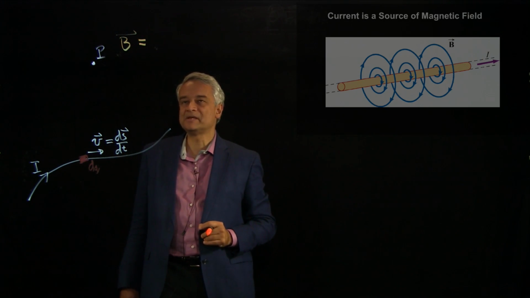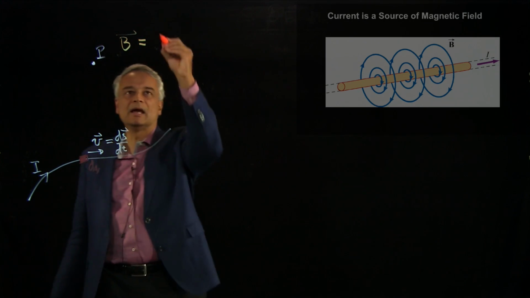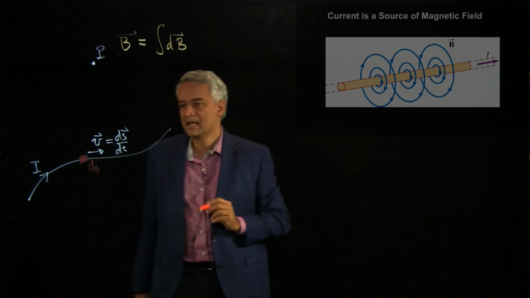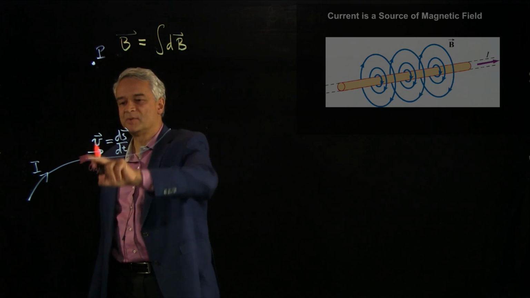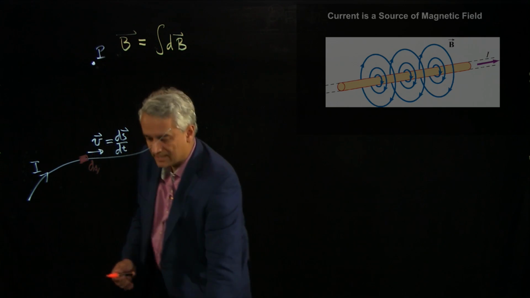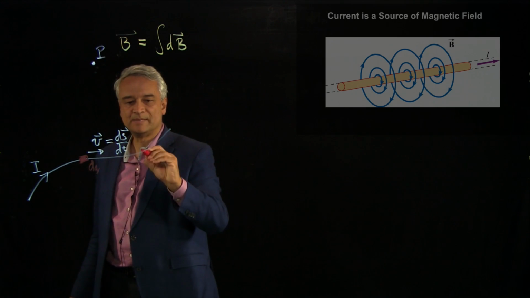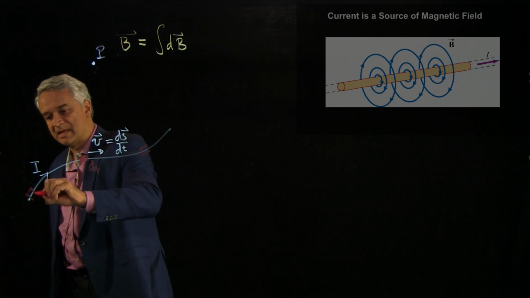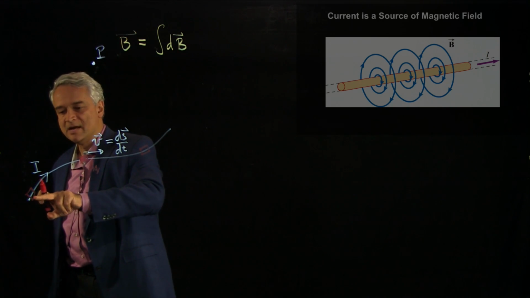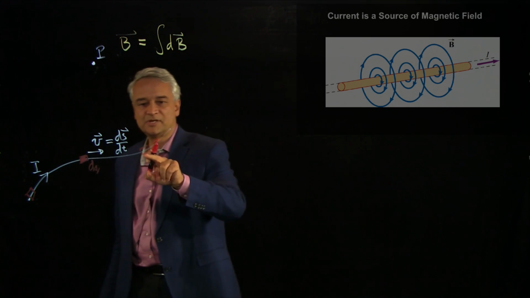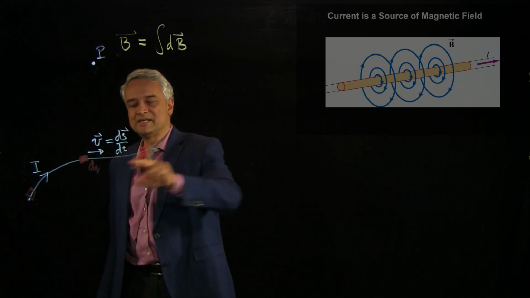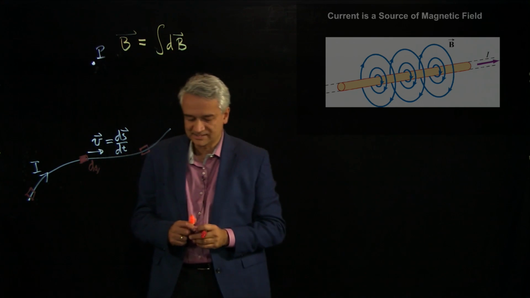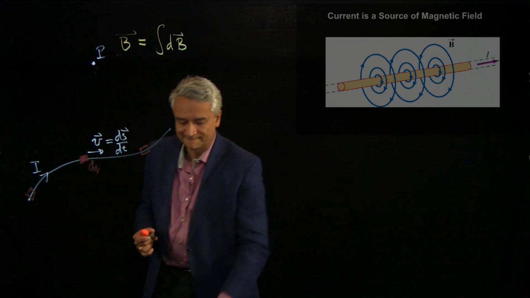Well, this magnetic field is going to be a sum over lots of little dBs. There will be a dB produced here by this dq, and there will be a dB produced at this point P by this dq over here. There's a dq that's moving this way here, and a dq that's moving this way here. Each of these little dq's is going to make a dB at this point, and then we're going to have to add up all the dBs to get the actual magnetic field at the point P.